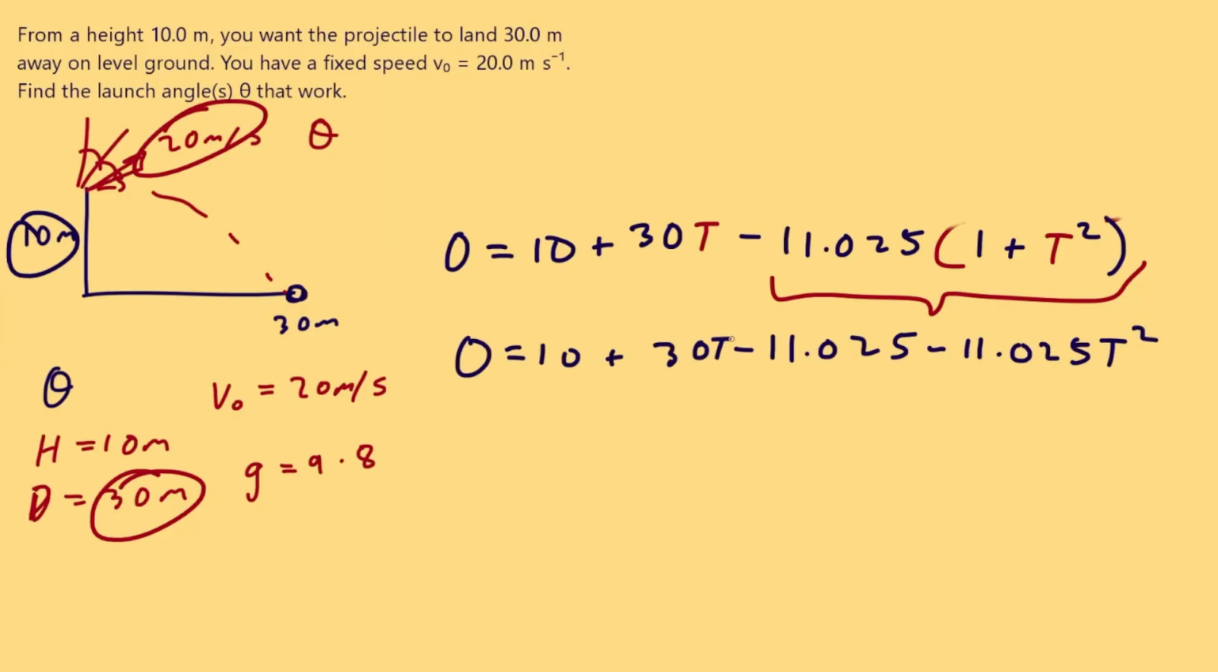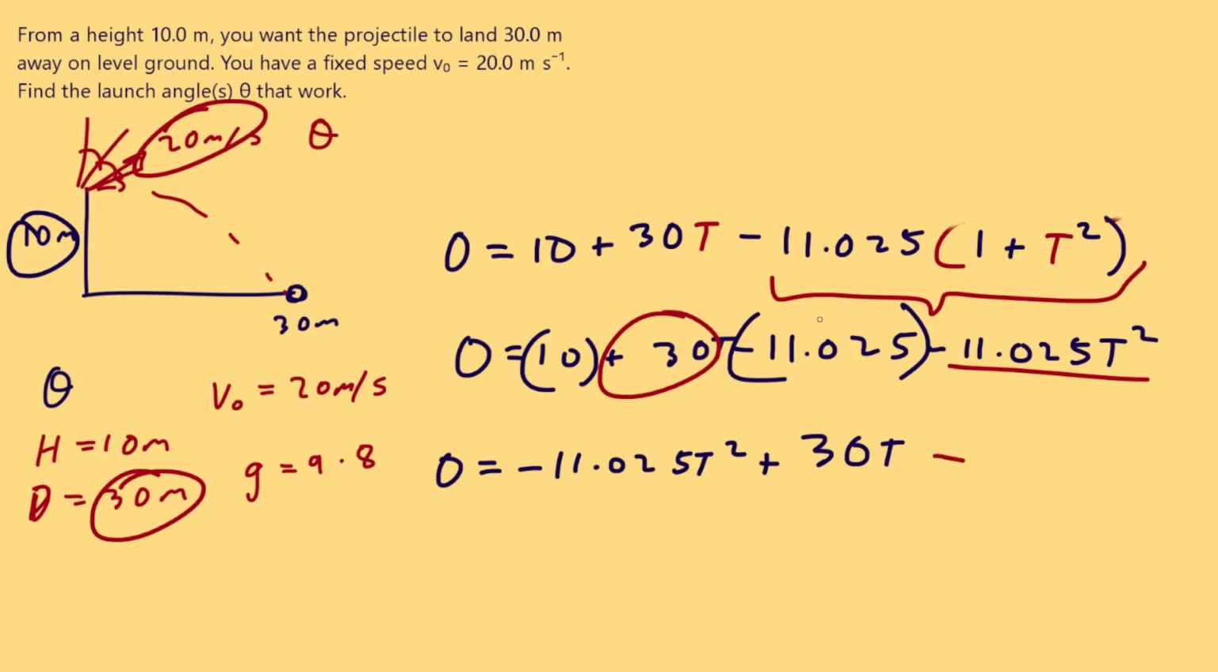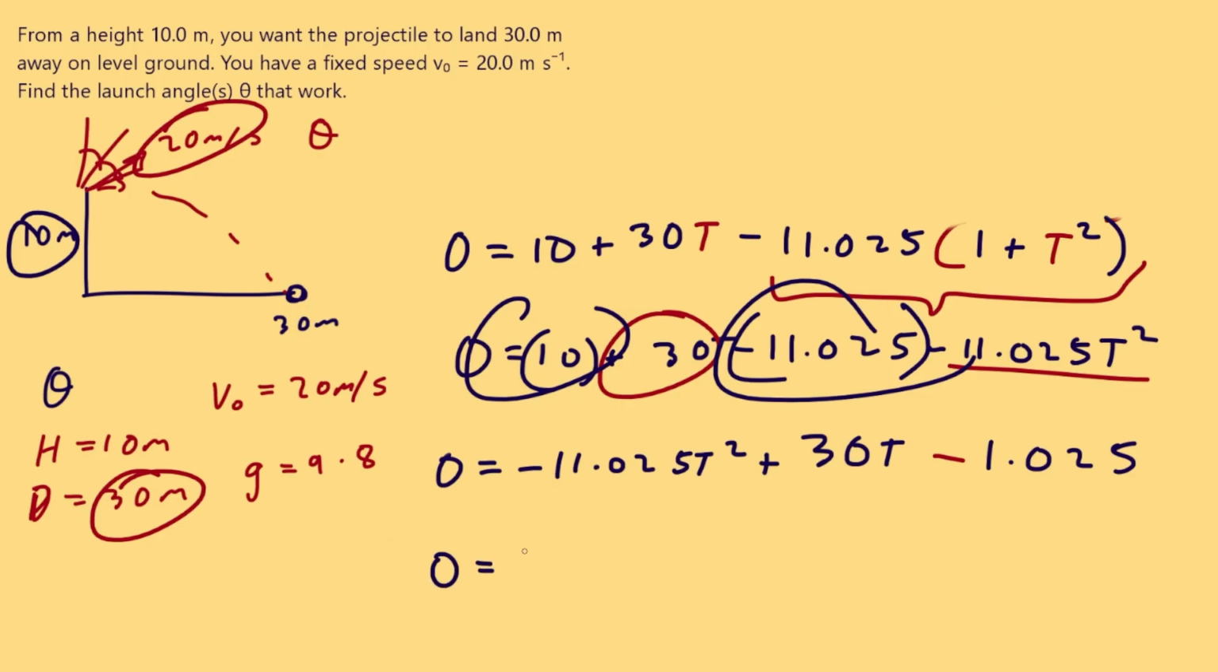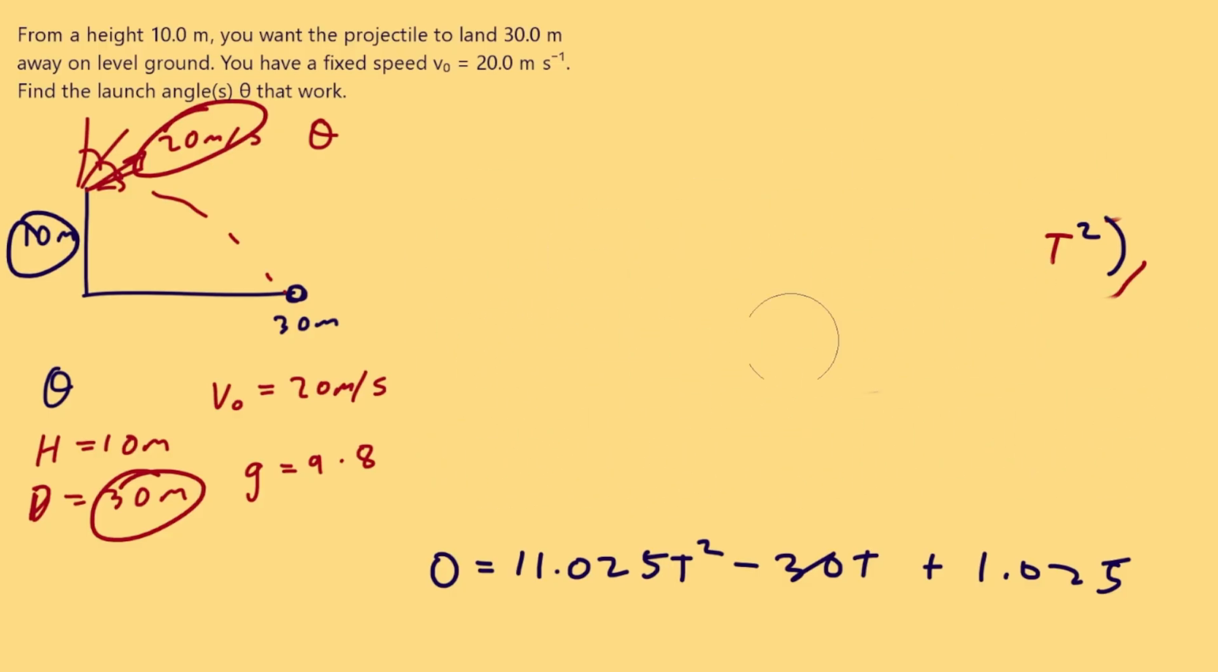And if you move stuff around in the equation, just do some general cleaning up, combining like terms, you get this. 0 equals negative 11.025 t squared, plus 30t minus 1.025. And we're going to multiply both sides by -1 again, like I did earlier in the video. It's a personal habit of mine, and it just makes things a bit cleaner. So the real final equation, 0 equals 11.025 t squared minus 30t plus 1.025. That is our quadratic.